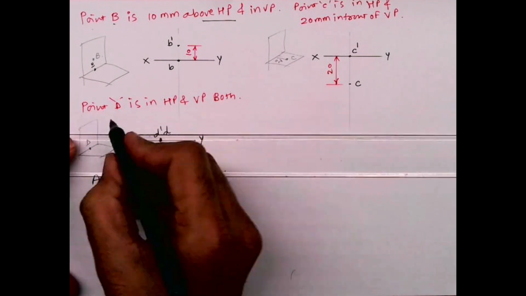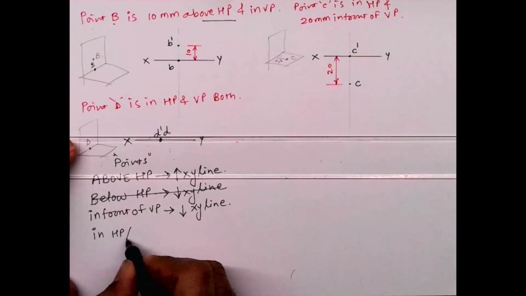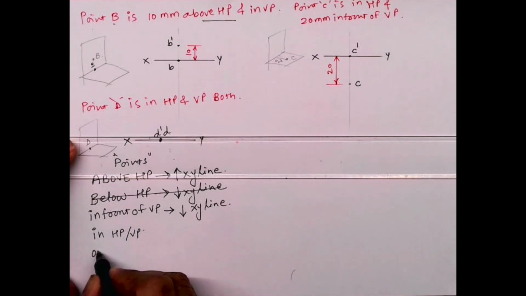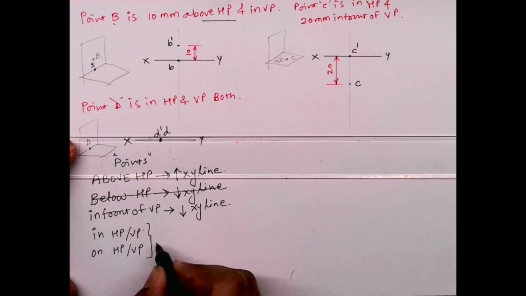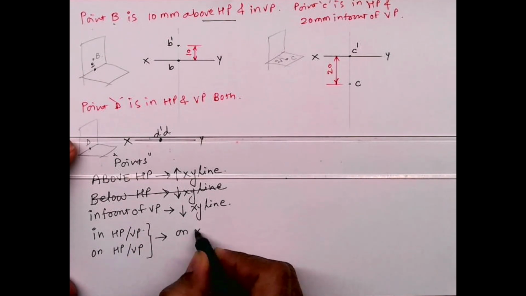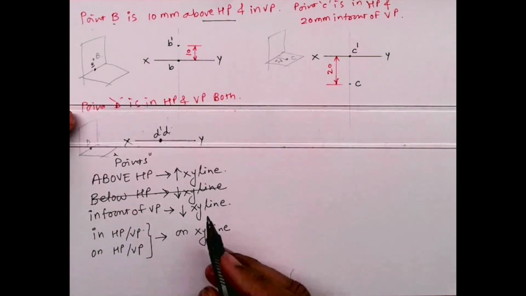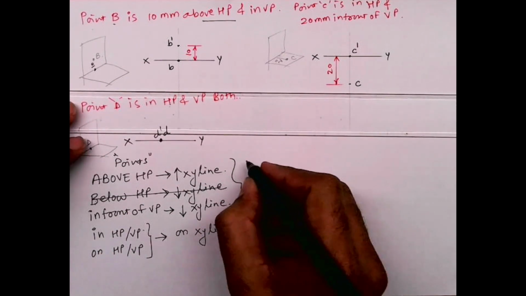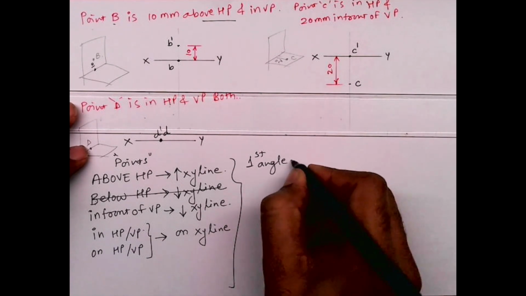Now I will add one more thing. When they say it is in HP or it is in VP, or at times people do say on HP and on VP, both the meaning is the same, so it will be on XY line. So if you remember this much, you will be able to solve for the first quadrant very comfortably. Thank you.